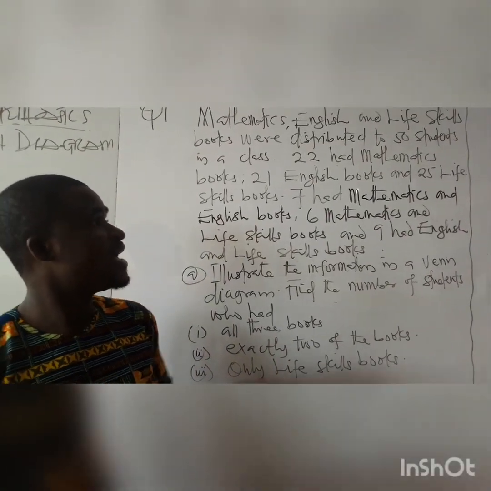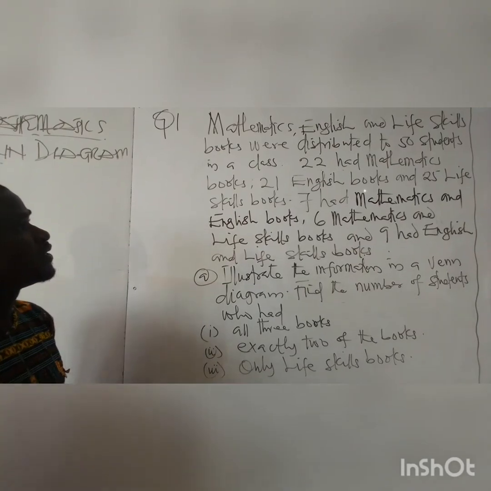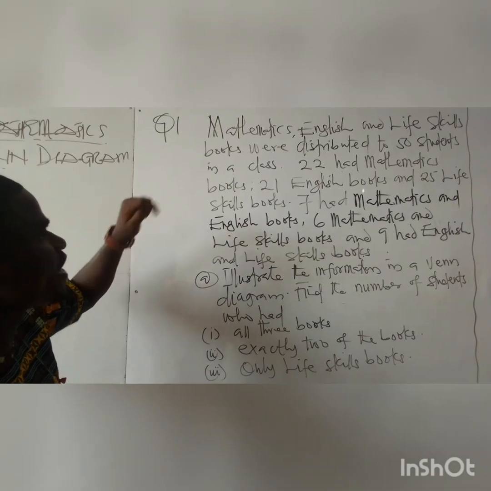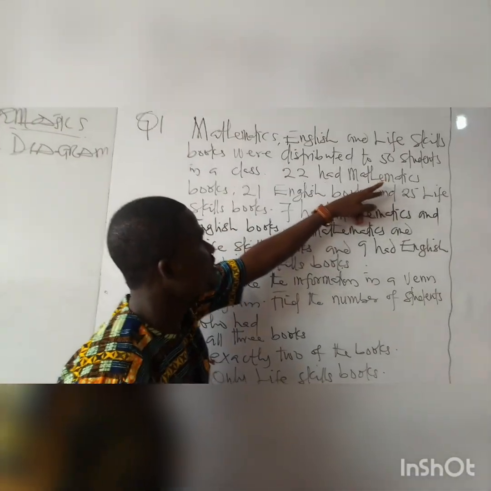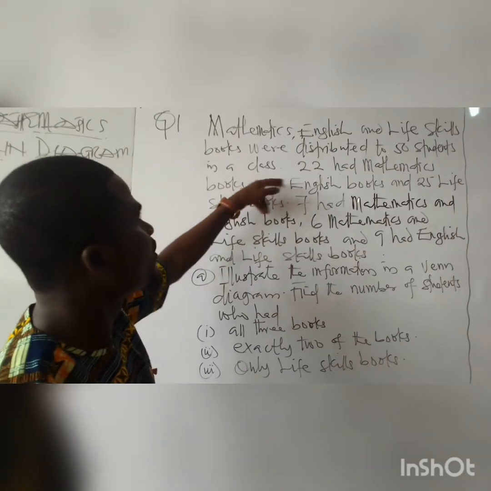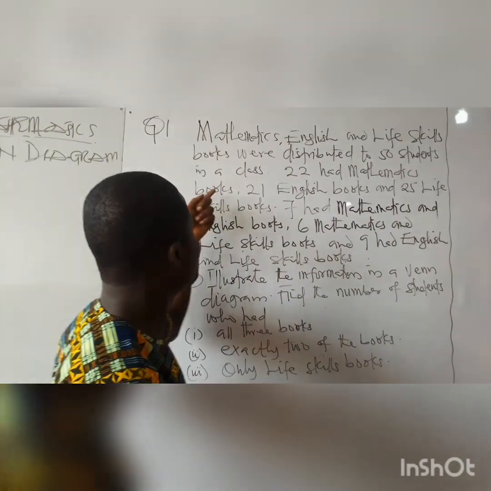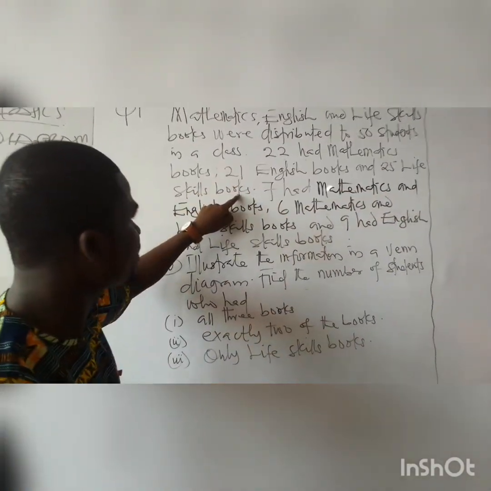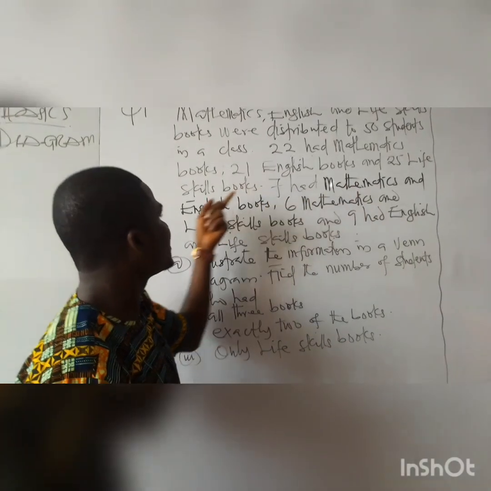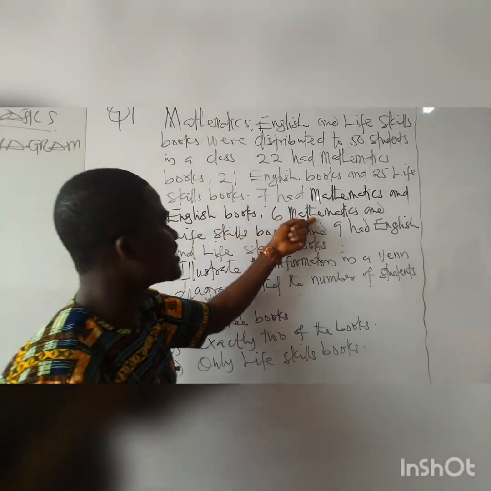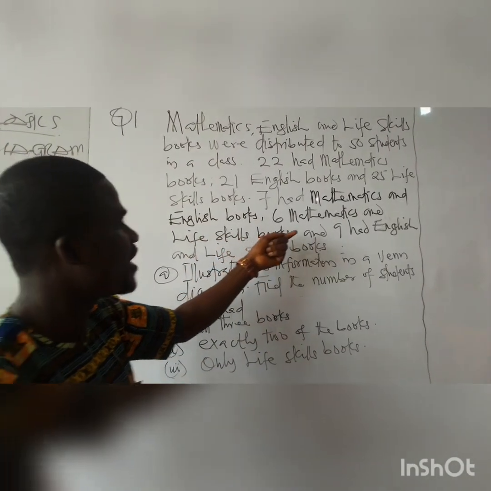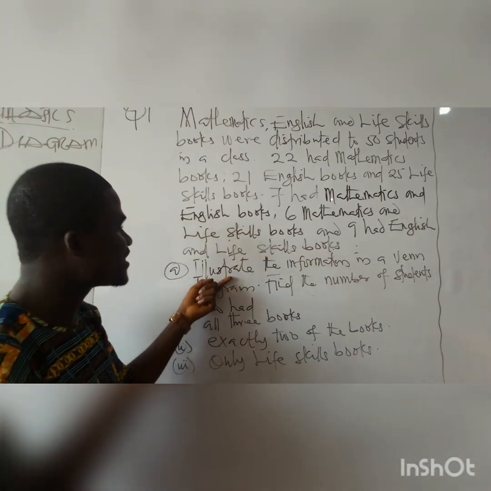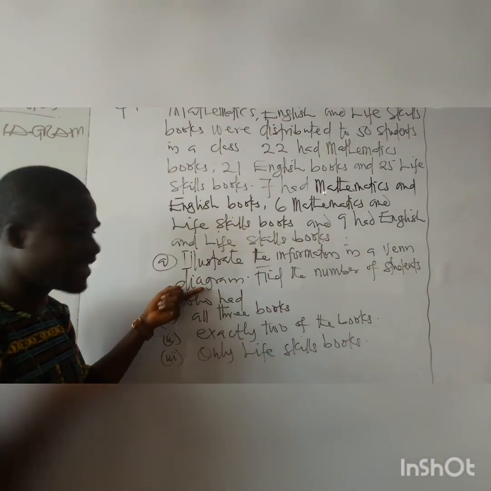Okay, so let's try our question. The question says, mathematics, English, and life skills books were distributed to 50 students in a class. 22 had mathematics books, 21 English books, and 25 life skills books. 7 had mathematics and English books, 6 mathematics and life skills books, and 9 had English and life skills books. Illustrate the information in a Venn diagram.